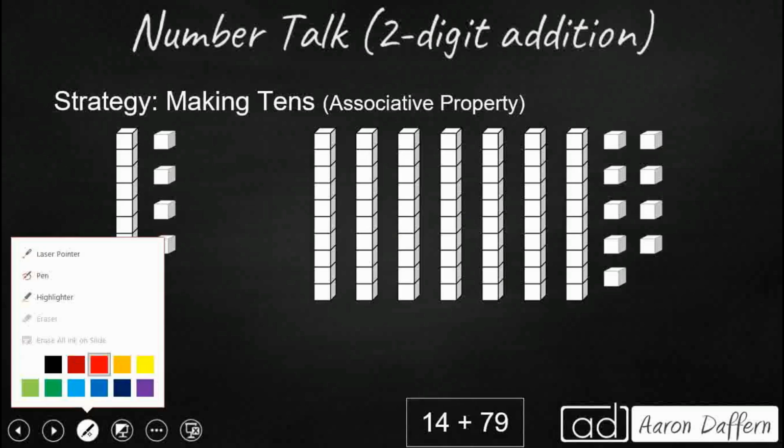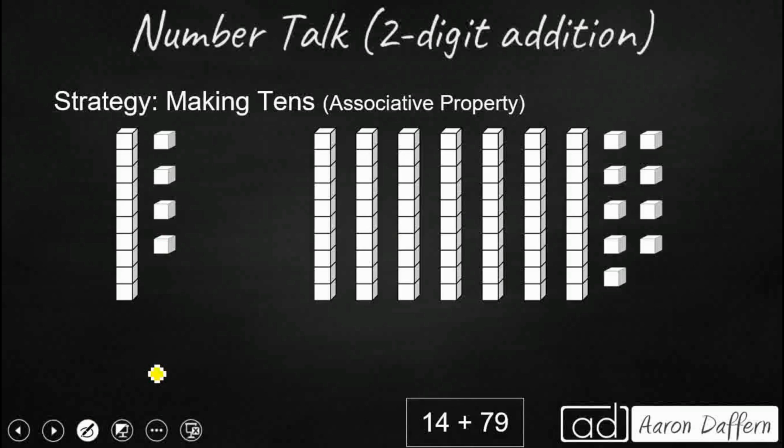So the first thing we could have done is to use our making tens strategy, which uses the associative property. So that's our grouping property. And what this does is this takes our addends, and if we have three or more addends, we can change the grouping. And so let's take a look at our first addend right here, 14. And let's think, how far away are we from our next 10? Well, I need 1, 2, 3, 4, 5, 6 more. 6 more gets me up to 20.